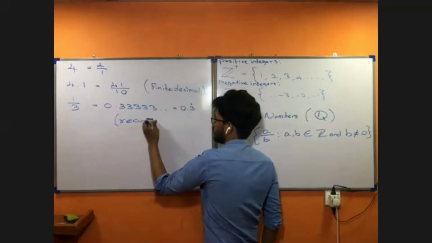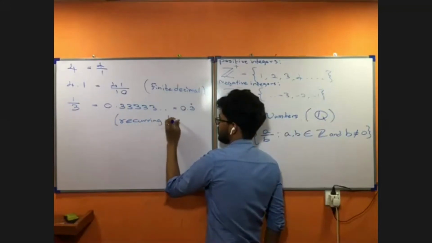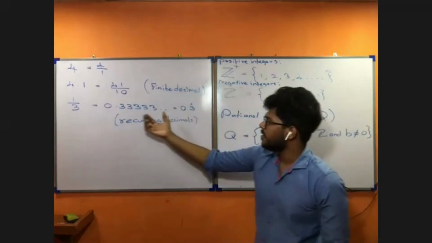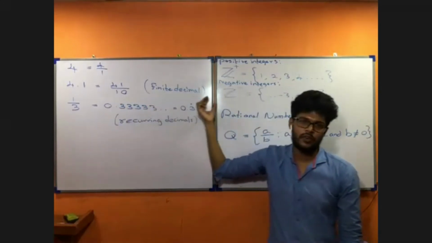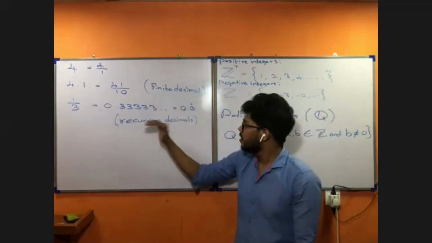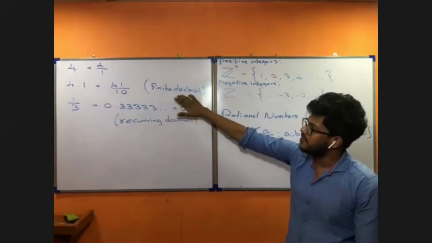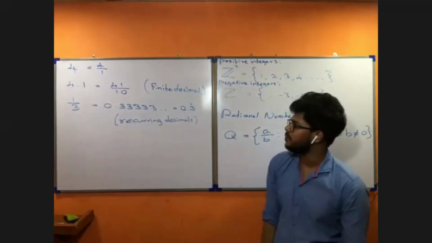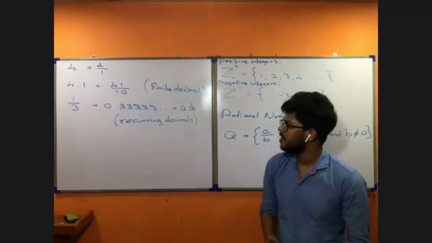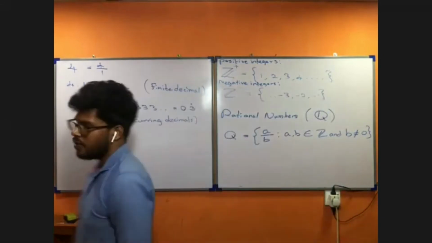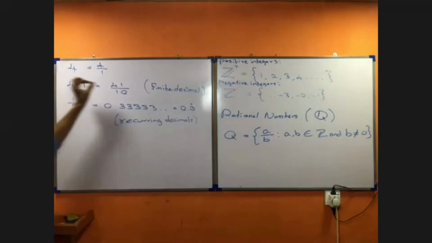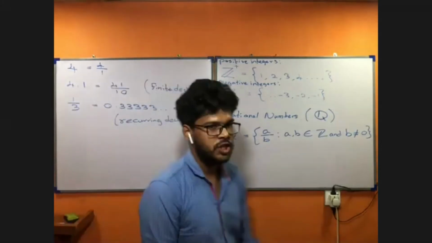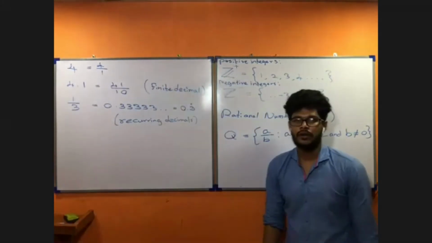Recurring decimals or recurring numbers, right? So this 3 is recurring. It is going to be 0.3333, recurring forever. So these are called recurring. And if the first is a finite decimal, this type is an infinite decimal. This is finite, this is infinite. Those are the two types of decimals. You can see that both the finite decimals and recurring decimals we can express as a fraction. So both of them belong to rational numbers.